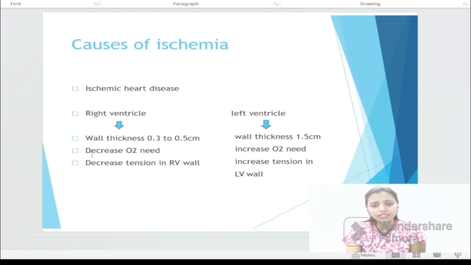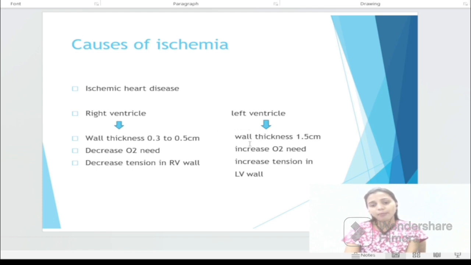So these are causes. The first one is wall thickness of 0.3 to 0.5 centimeter. Okay. So the right ventricle wall thickness is 0.3 to 0.5 centimeter. Okay. So it is less thick. Okay. And decreased O2 need. So the right ventricle does not have increased O2 need. It has decreased O2 need, and the next one is decreased tension in the right ventricular wall. So these are factors which are a minor cause of ischemia.